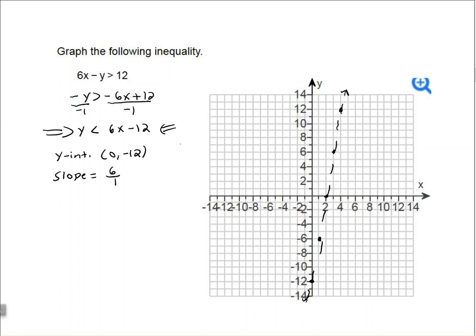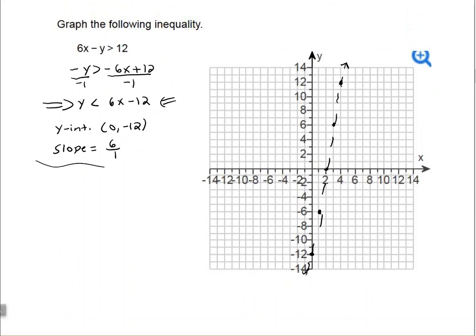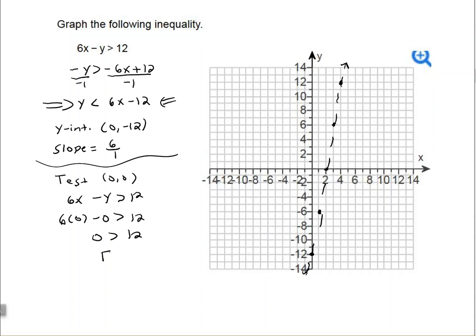The other idea is to use a test point. And the easiest test point to use is 0, 0, as long as your graph does not go through the point 0, 0. So if I test 0, 0 back into my original inequality, and then simplify it, 6 times 0 is 0, and 0 minus 0 is 0, I end up with the inequality of 0 is greater than 12, which is not true.